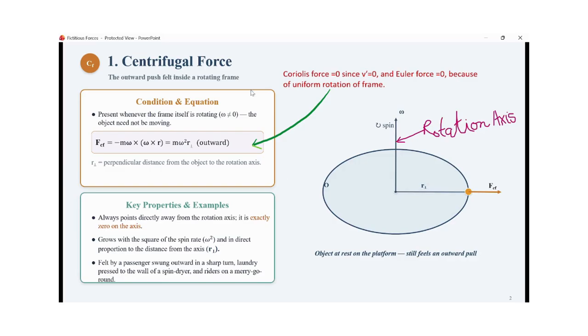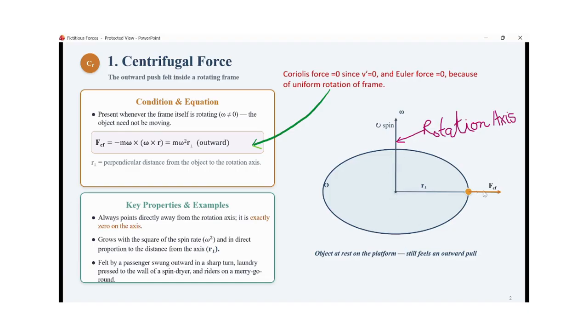Now let us consider the first type of pseudo force. So this is basically the centrifugal force. This centrifugal force is actually the outward push felt inside a rotating frame. So here this object is lying over this rotating frame, and this is the axis of rotation, and the angular velocity of rotation is given by omega, and the rotation is in this direction, that is, clockwise rotation, and the object is at a perpendicular distance r from the axis of rotation.